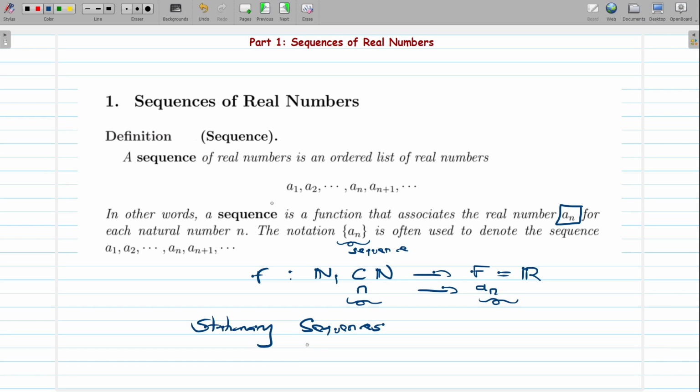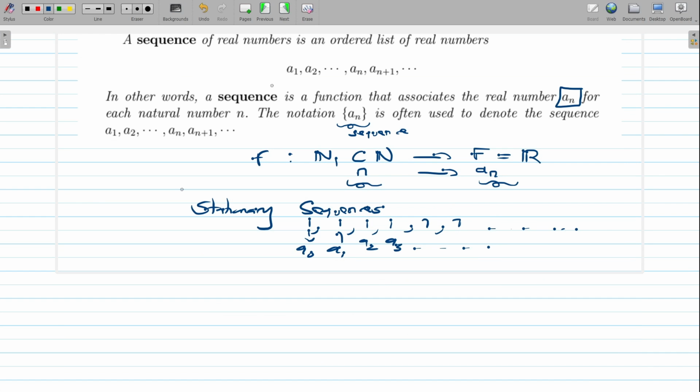The sequence, for example, 1, 1, 1, 1, 1, 1, and then the ones continue. This is a stationary sequence because all the terms, all the numbers, are the same. So we basically have a 1. This is a stationary sequence starting from the very first term. This is going to be a0, and this is going to be a1, this is going to be a2, and this is going to be a3, and then we have the other terms there.